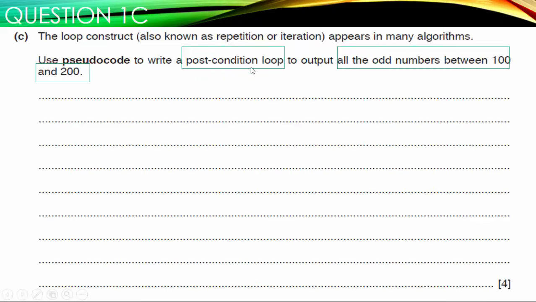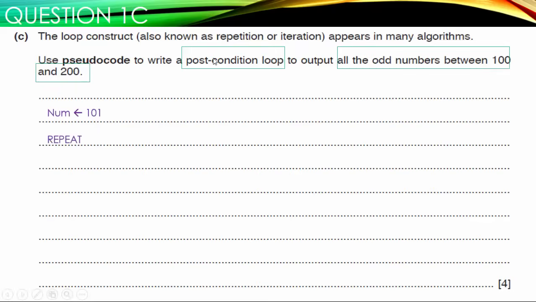So here we have a post condition loop. So you say, okay, we're going to do post condition. That means the code's going to run, then the condition is going to be checked at the end. And we're outputting all odd numbers between 100 and 200. So they don't want a count controlled loop, which is a for loop. So I start with num. I'm going to assign that to 101, because remember in pseudocode, we have the arrow when we're assigning a value.